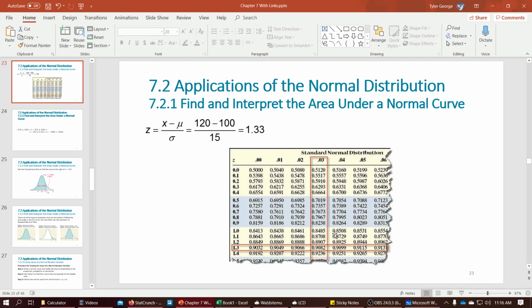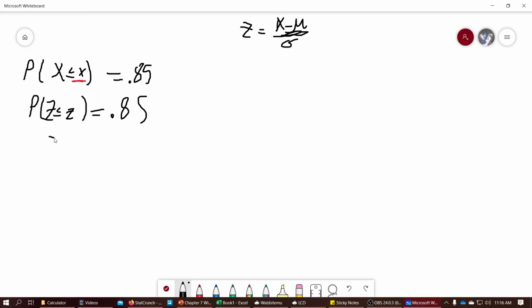Right here we have 0.8508. That's very close. And then I could find the z value that goes with that. I can go to the left, 1.0, and go to the top, 0.04. So what that tells us is the z value would be approximately 1.04. Now, in the calculator, we can do this differently.